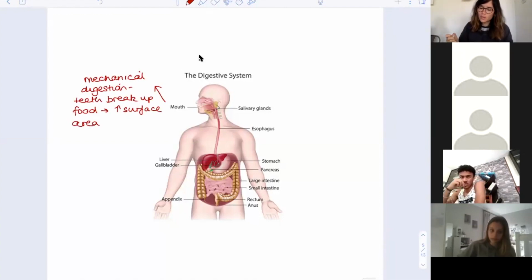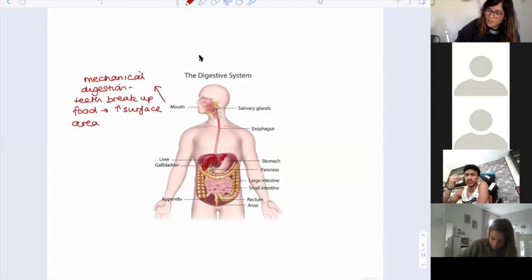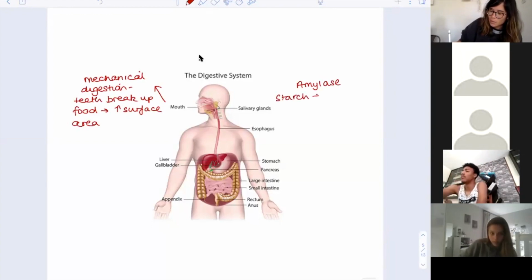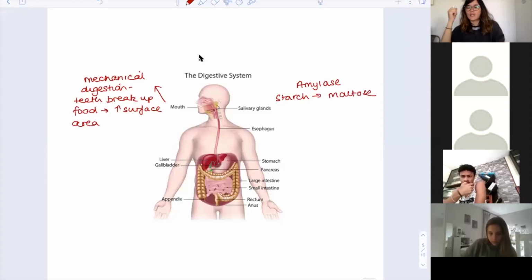In terms of what's going on in our salivary glands, which are also present in our mouth, well, remember that the salivary glands are releasing the enzyme amylase, so we know that starch is being broken down into the sugar maltose, and that's why if you chew a piece of bread for long enough in your mouth, it will start tasting quite sweet, and that's because the starch in it's been converted to the sugar maltose.